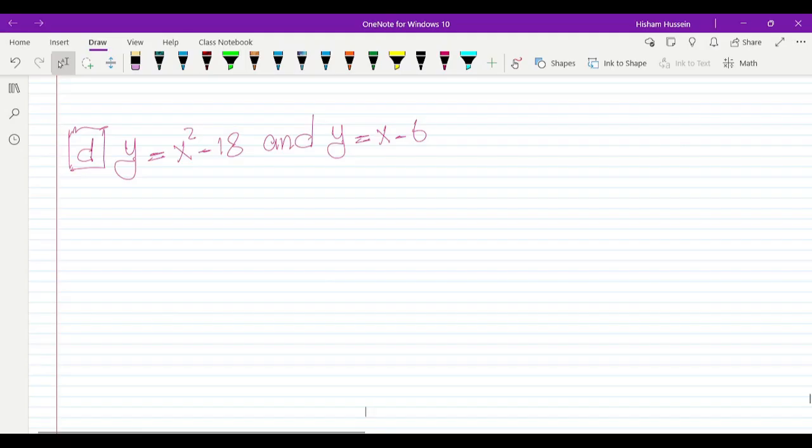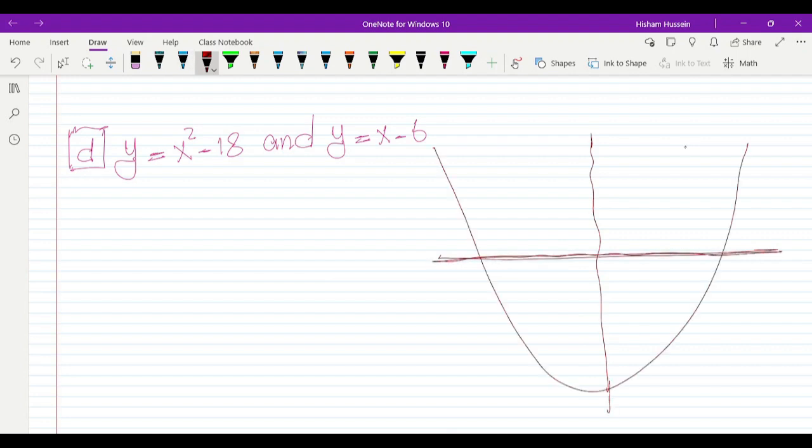Here find the area of the region bounded by the two curves, y equals x squared minus 18 and y equals x minus 6. y equals x squared minus 18 is a parabola, shifted down 18 steps. y equals x minus 6 is a straight line like this one.